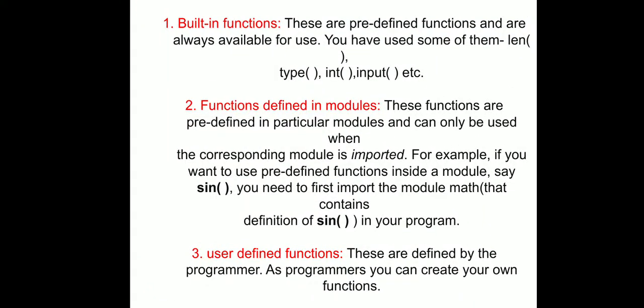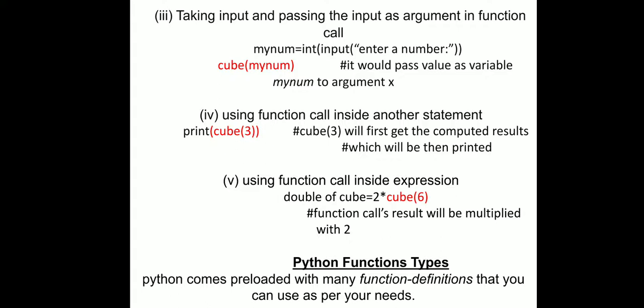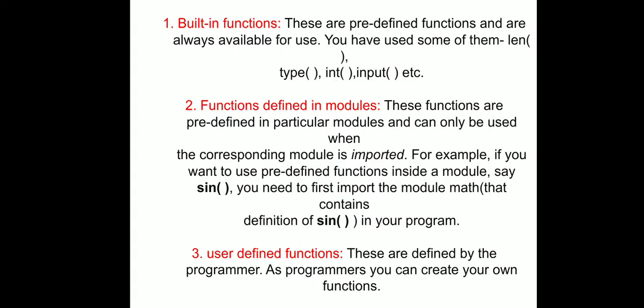Now we understood how we can display the result in case of return or without return. Now we are going to discuss Python function types. Python comes with preloaded many function definitions that you use as per your need. That is called built-in function. As you know, built-in functions are predefined functions and are always available for use. You have to use some of them like len, type, int.